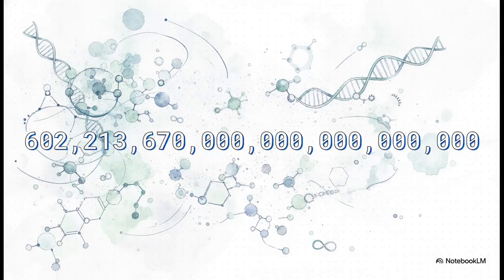Seriously, just look at this number written out without scientific notation. 602 sextillion, 213 quintillion, 670 quadrillion. That is massive. This awe-inspiring magnitude is exactly why we spent time mastering scientific notation earlier. You absolutely do not want to be writing all those zeros on your exam paper.